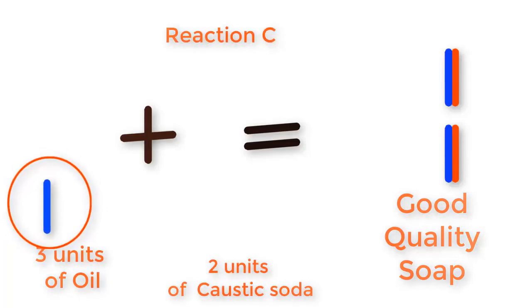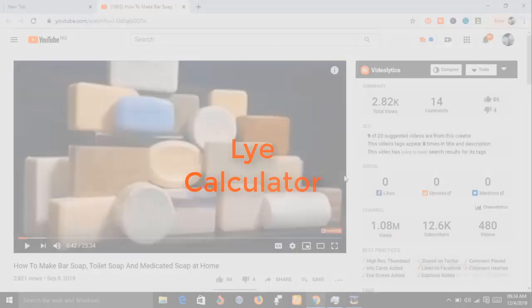Now, in order to do this perfectly, we will use what is called the Lye Calculator. Remember, I told you earlier that lye means solution of caustic soda. The Lye Calculator will give you exactly the specific amount of oil needed to combine with a specific amount of caustic soda that will give you a good quality soap. Every soap manufacturer needs to know this to be able to produce good quality soap. At this juncture, I would like to introduce you to the Lye Calculator.